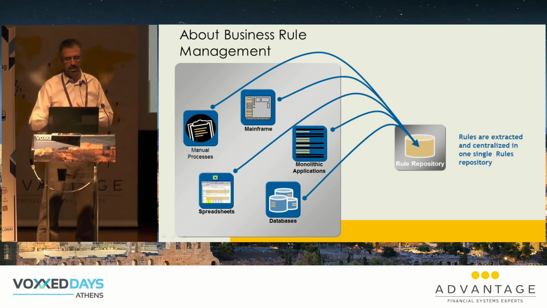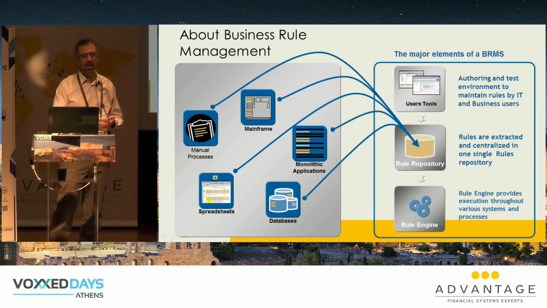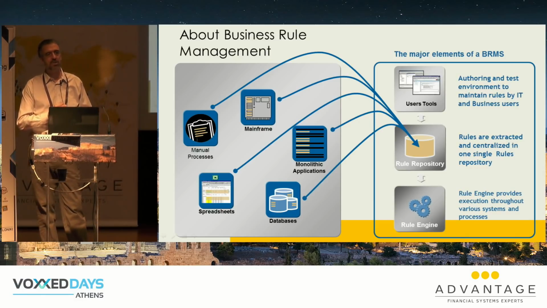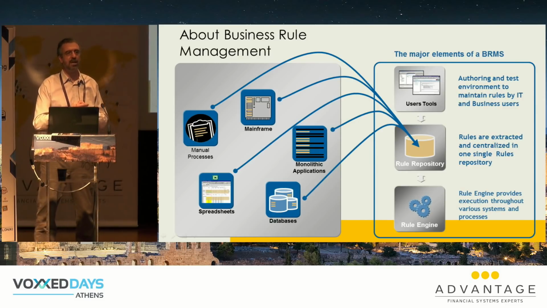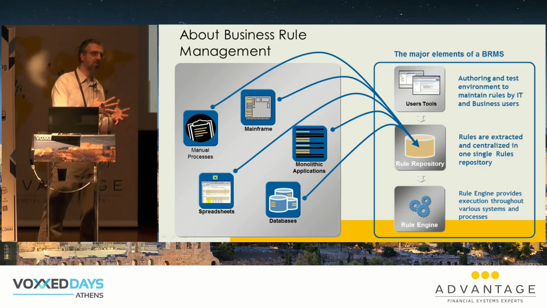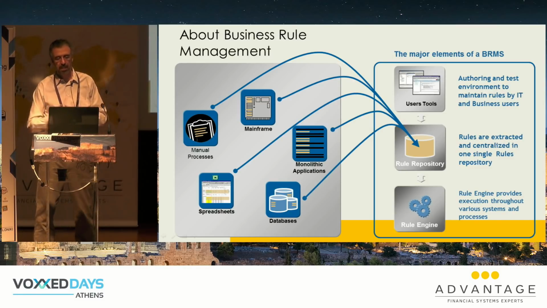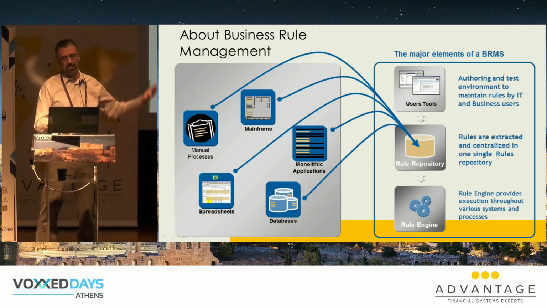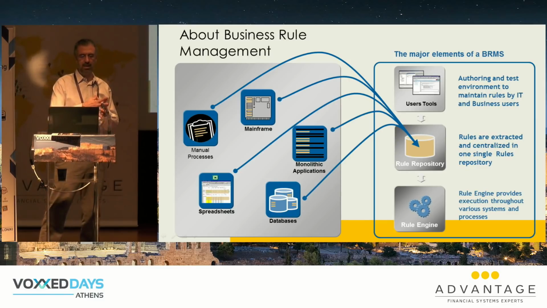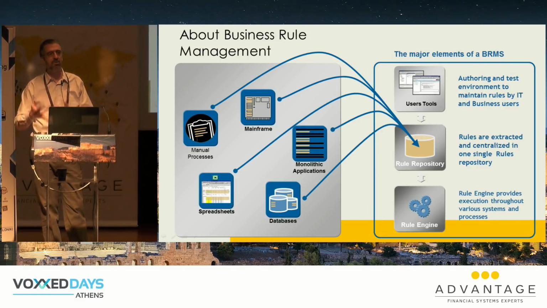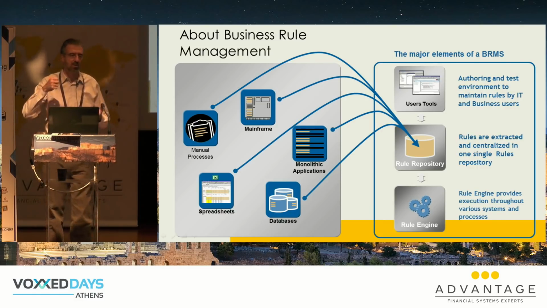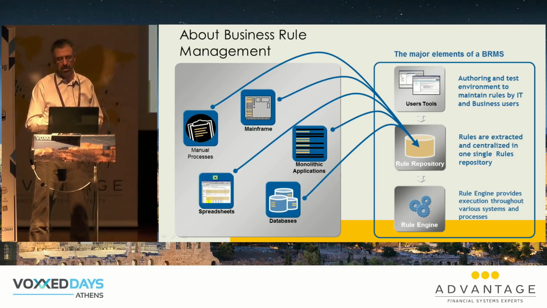How do you do that? We'll see in the next slides. But once you have all your rules centralized, you can give your users, who can be not only developers but business users, a tool where they can write the rules, see the rules, and test them. That's at design time. At runtime, you have a rule engine that provides the execution. So the rules run inside your rules engine, and they are not tied or hard-coded into your application.